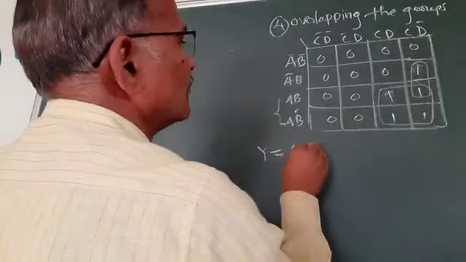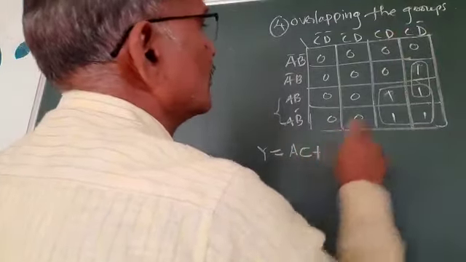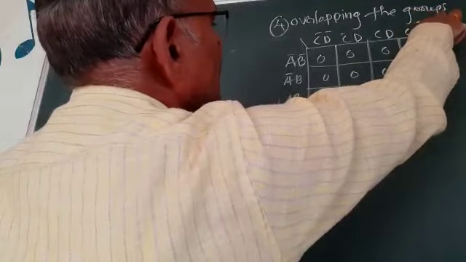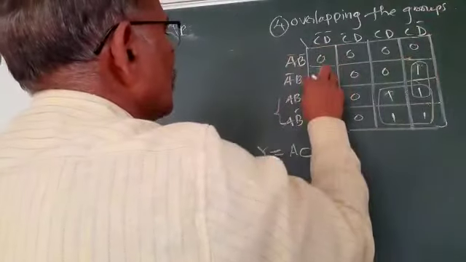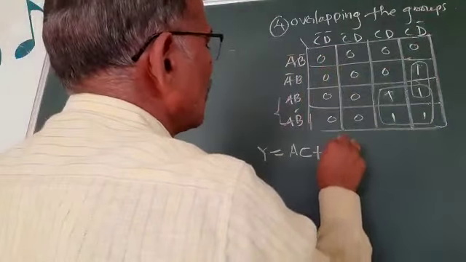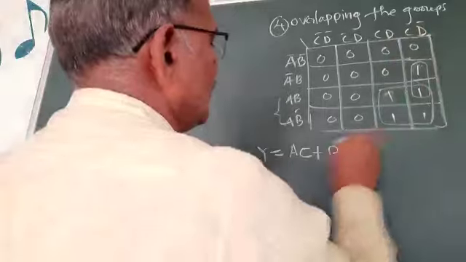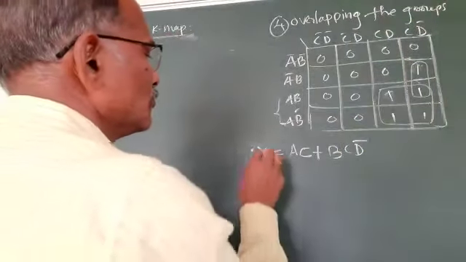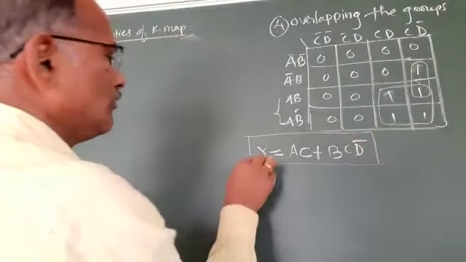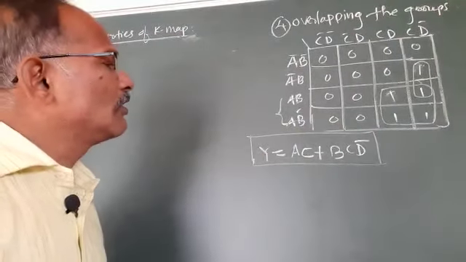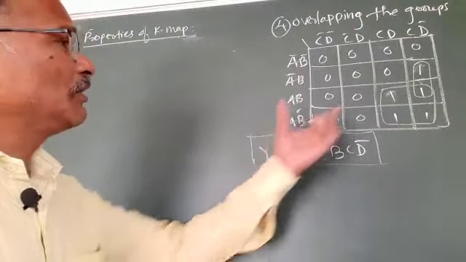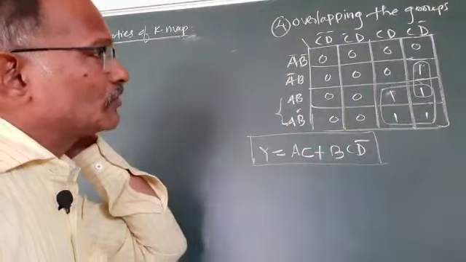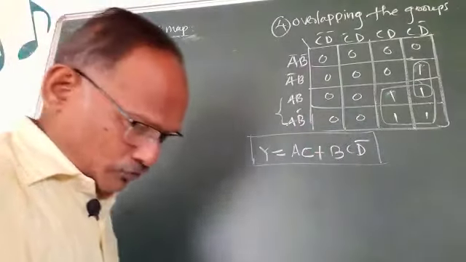So C is the common, plus this one. In this case, if we look at the top, CD is there, CD bar is there, and here in this case B is the common, and C D bar will be at the top of this row. So this is the prime implicate equation, or the fundamental product or output of this equation. In this way we see overlapping of the groups and how to solve these groups.